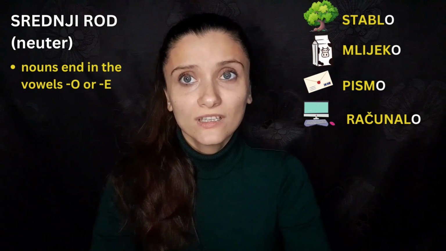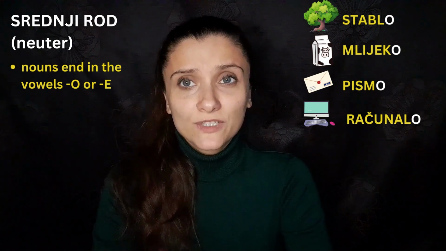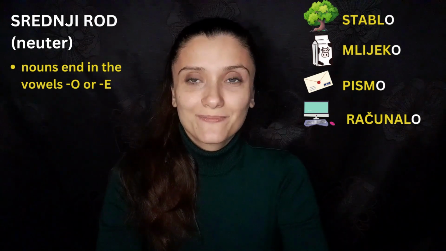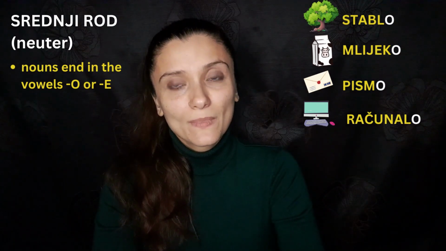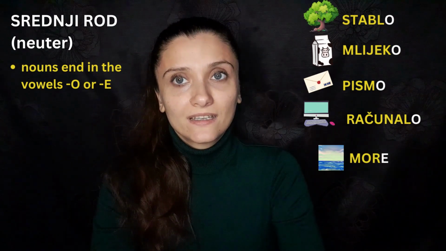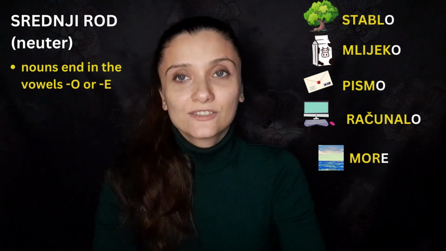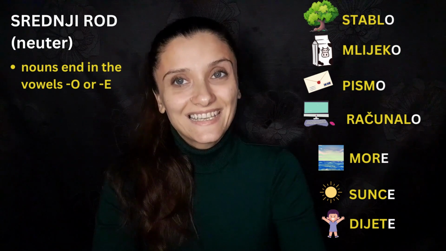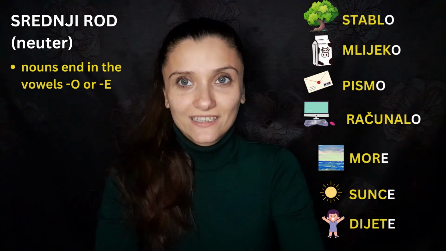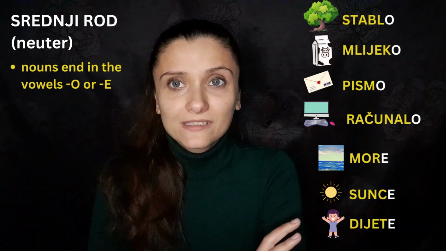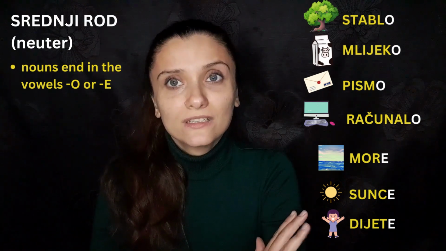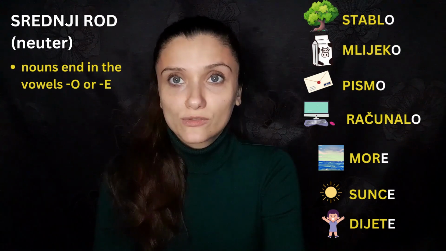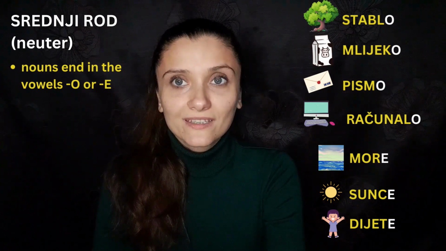But also some words which end with e belong to srednji rod. For example, more, sea, sunce, sun, dijete, child. There are not so many words which belong to srednji rod, so if you just memorize the ones which we use often, you will be okay.